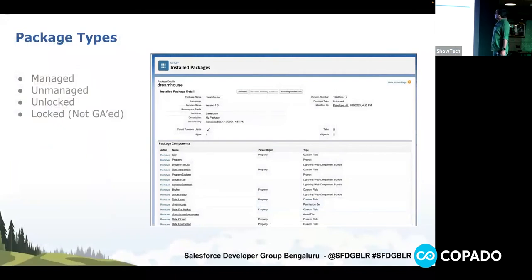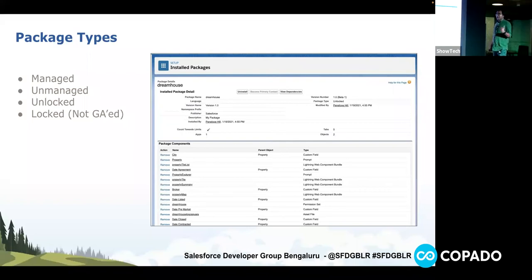Let's move on to what package types are. There are 4 types of packages. Two we are commonly aware of, the managed and the unmanaged version. Pretty much everybody has used a managed package at some point of time. The unmanaged package has fewer restrictions, but it doesn't have the required flexibility to do some minor things. For example, it's not upgradable. If you prepare something in an unmanaged package, it's not upgradable.